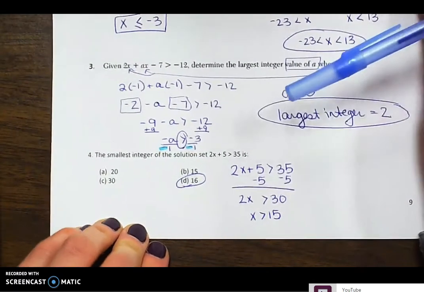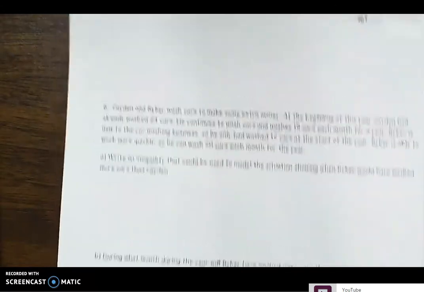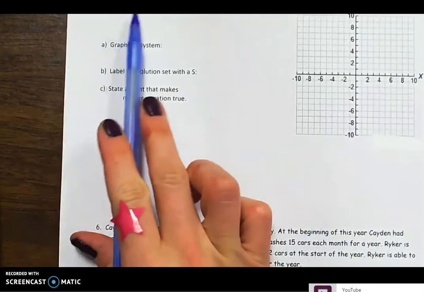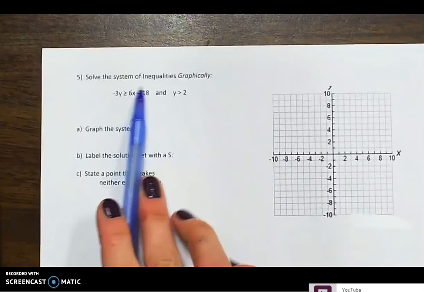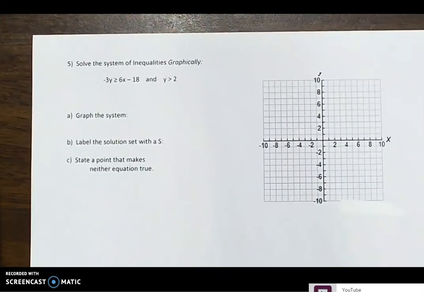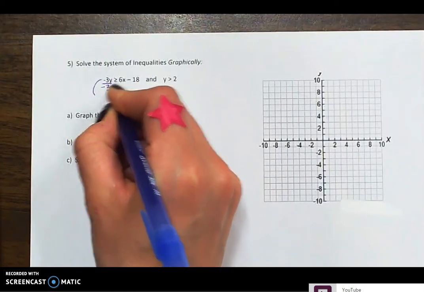All right, now let's change gears. Now that we know how to solve, let's take a look at graphing our inequalities. So number 5, solve the system of inequalities graphically. Oops, can't see that. Solve the system of inequalities graphically. So the first thing we have to do is we have to make sure that we put our line in standard notation. So we got to go ahead here and we're going to divide by -3.